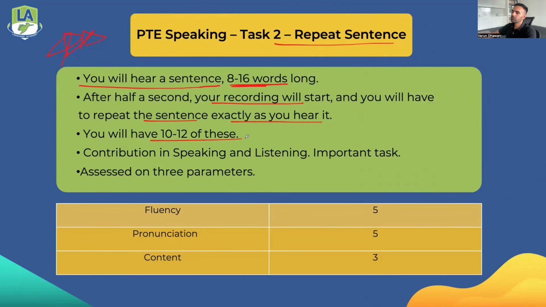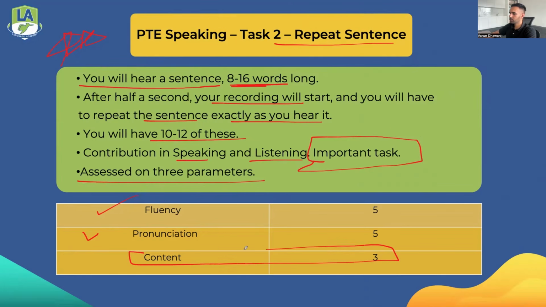You will get 10 to 12 of these. Why is this super important? Because this contributes in speaking as well as in listening. This is assessed on three parameters, as your read aloud is. Fluency 5 points, pronunciation 5 points, but here content is different. You get 3 points for your content. Fluency again is your smooth flow, not too fast, not too slow. Pronunciation is your clarity. Whatever you're speaking, you have to make sure you speak it clearly. You get 3 points for content.